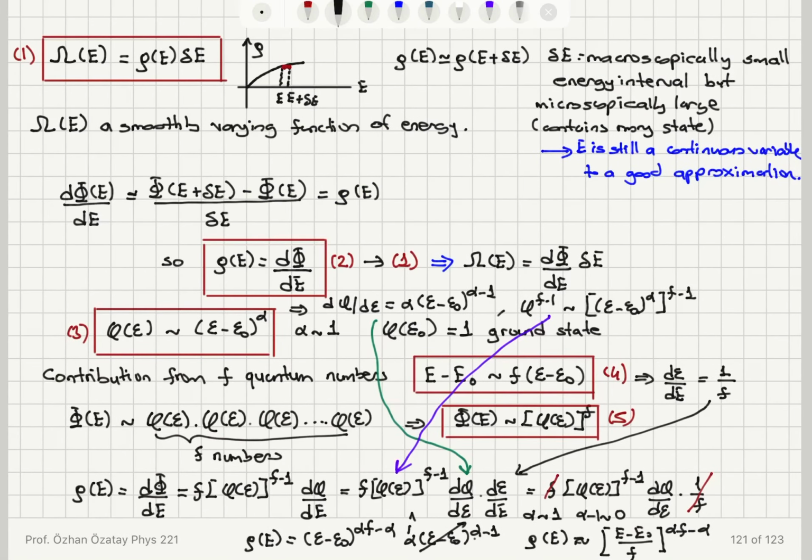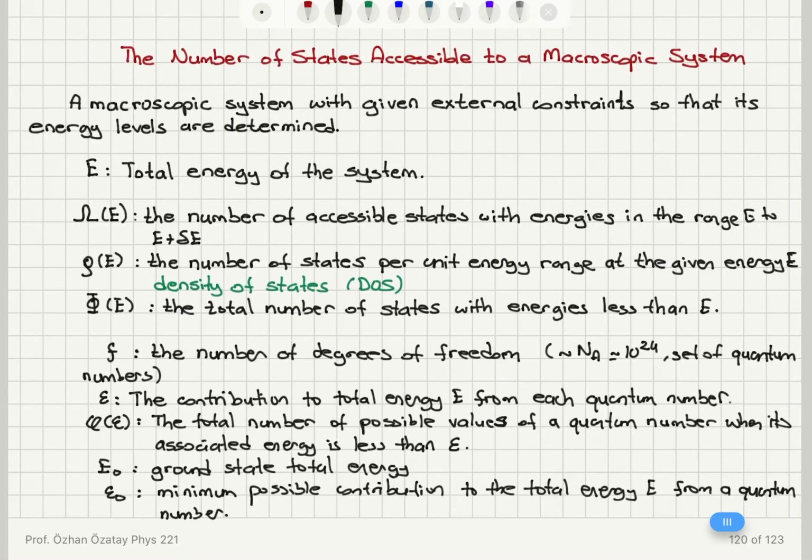Okay, so let's summarize what we said. We're looking at the number of states accessible to a macroscopic system. This system has external constraints. It's an isolated system. Total energy is fixed, and its energy levels are determined by the external constraints, such as the external magnetic field. We call capital E the total energy of the system, omega the number of accessible states with energies in the range E to E plus delta E, where delta E is a macroscopically small, microscopically large energy interval, so that we have many states and energy can still be considered as a continuous variable.